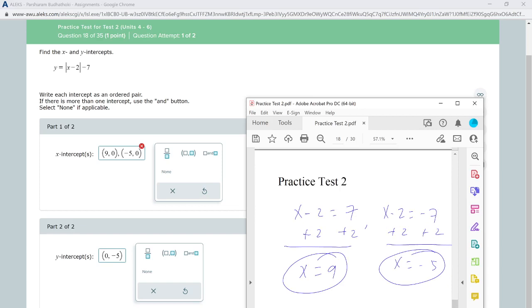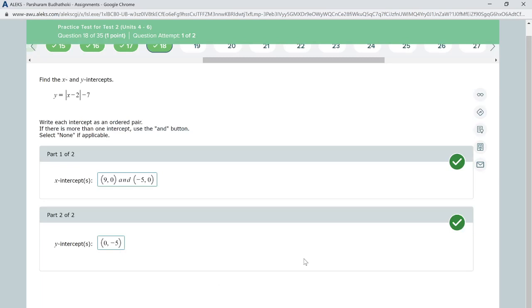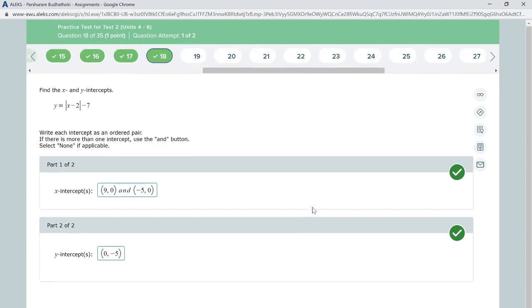Oh, if there is more than one intercept, use the word and. I used a comma here. That's my mistake. Look, I did not read the instruction, and I must read the instruction. Now I have to use this. So now it's right. Though my work was right and my answer was right, because I did not read the instruction to put the answer properly, I got it wrong. So do not make the same mistake while taking the test. You have to practice this type of thing again and again. Okay?